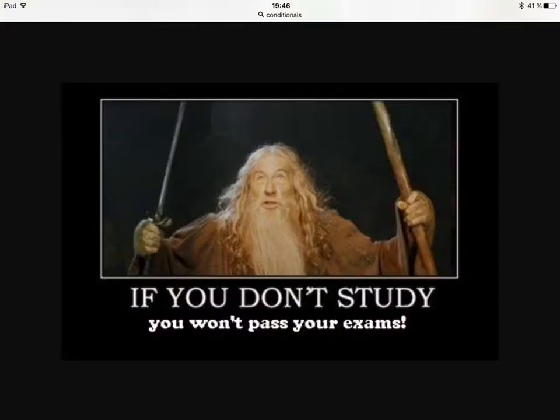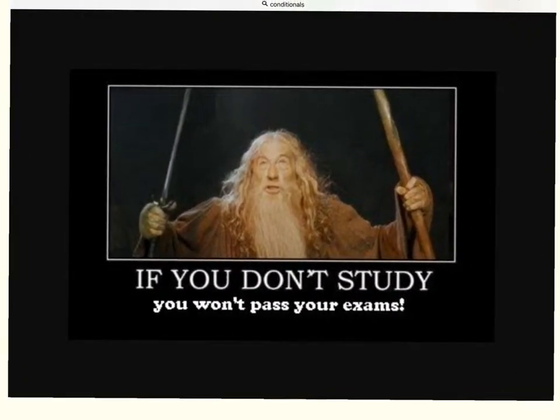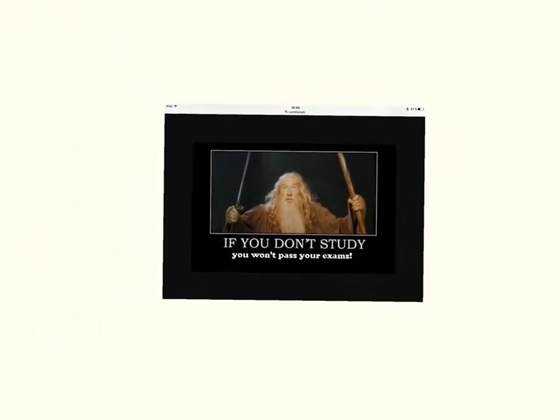Hello, and today we're going to study conditionals. We have already been saying this in class, but let's make this video so you remember everything. Here you have Gandalf. You know Gandalf from The Lord of the Rings? Well, he's reminding you something. If you don't study, you won't pass your exams. That's a conditional, a first conditional sentence, and we will also study them.